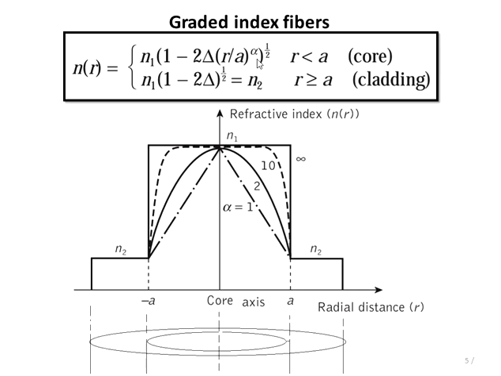Depending on the value of alpha, we will get different types of refractive index profiles inside the core. And then inside the cladding, the refractive index is constant, that is n2. Here delta indicates the relative refractive index difference.